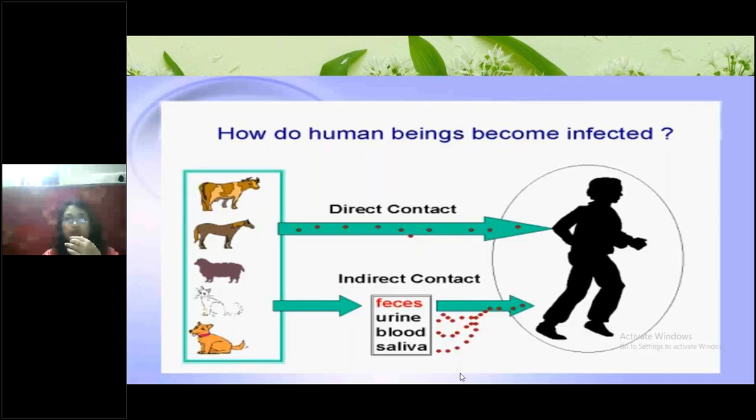So how do human beings become infected? As we saw in the video, there can be a direct or an indirect route. For example, directly the person is exposed to the animal, through direct contact, or through indirect contact like the different body fluids from the animals, or maybe through a vector.